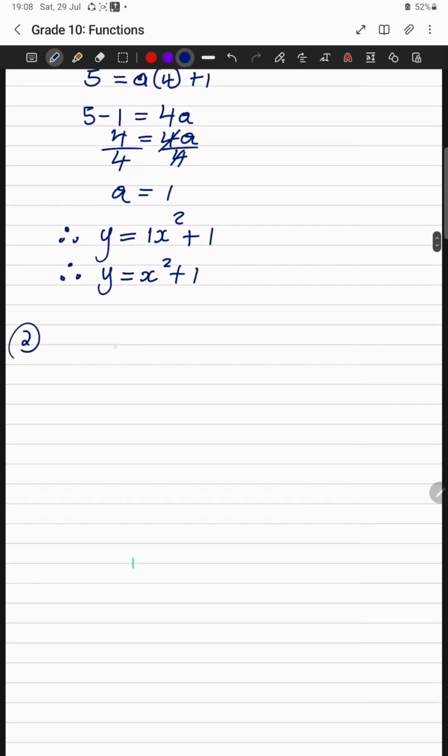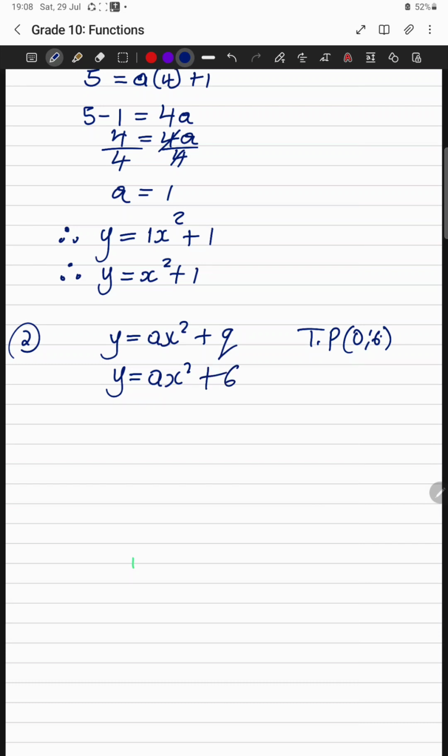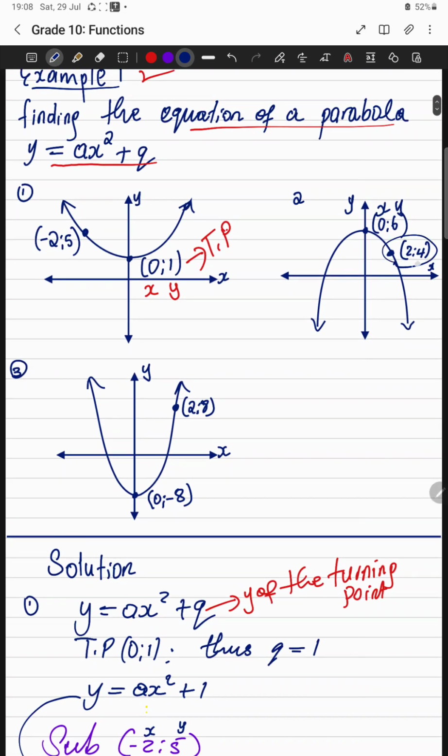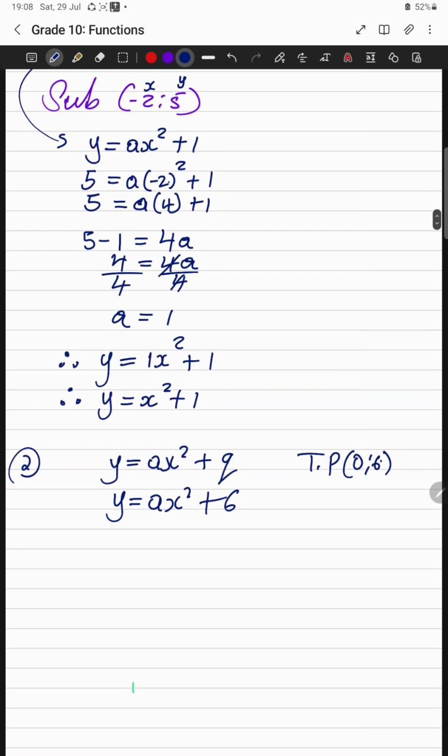So number 2, y is equal to ax squared plus q. Now the turning point in this graph is (0, 6). So now in the place of q here, we're going to put 6. It's always like that. So that is ax squared plus 6. So that means now we have to use the point on the graph, which is this one now. So we've got (2, 4).